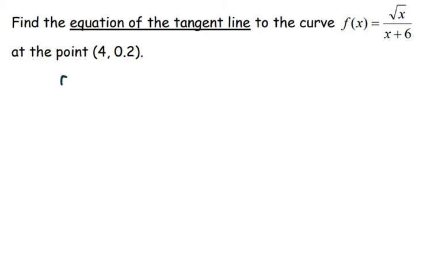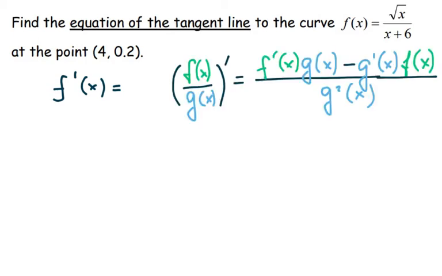So I have the derivative of f of x equal to, I have the quotient derivative, so I will have to take the derivative of the square root of x times x plus 6, and then minus the square root of x times the derivative of x plus 6, and then I'll have to divide by x plus 6 squared using the quotient rule. So here we have the quotient rule.